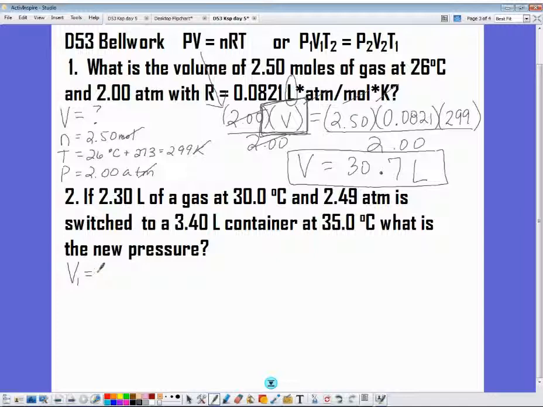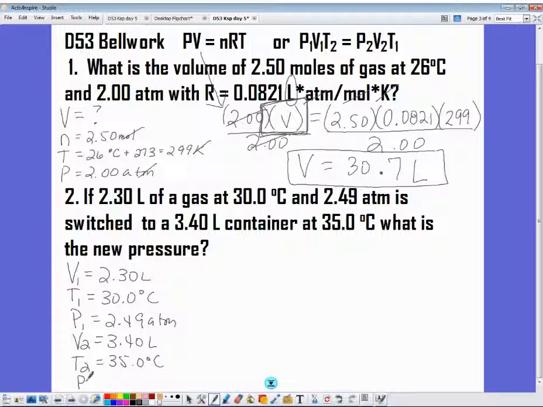So my first time volumes are mentioned, so that's the 1. First time temperatures are mentioned, so that's a 1. First time pressures are mentioned, so that's a 1. No sleeping. I heard you. V2 is equal to 3.40 liters. T2 is equal to 35 degrees Celsius. And P2, nope, P2 is the question mark.